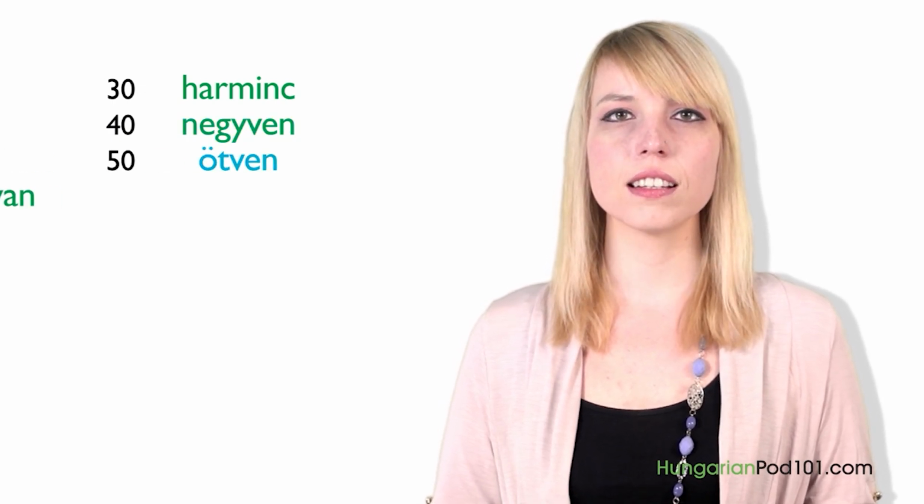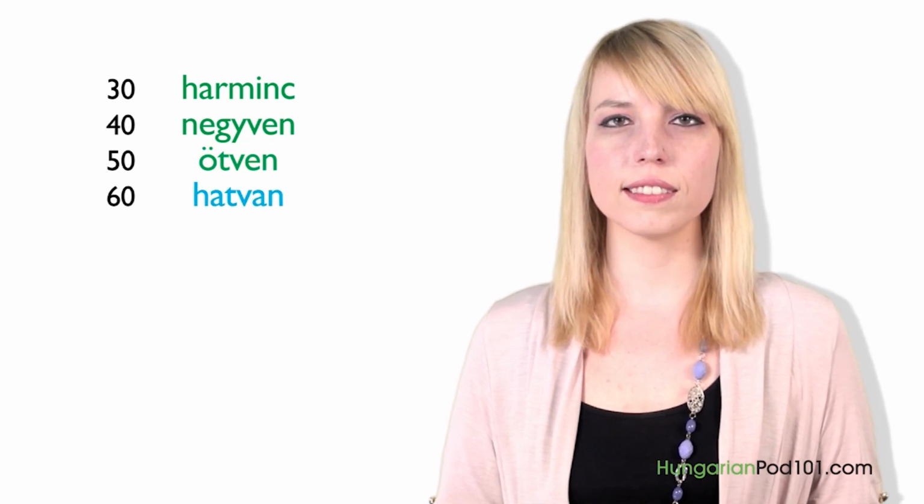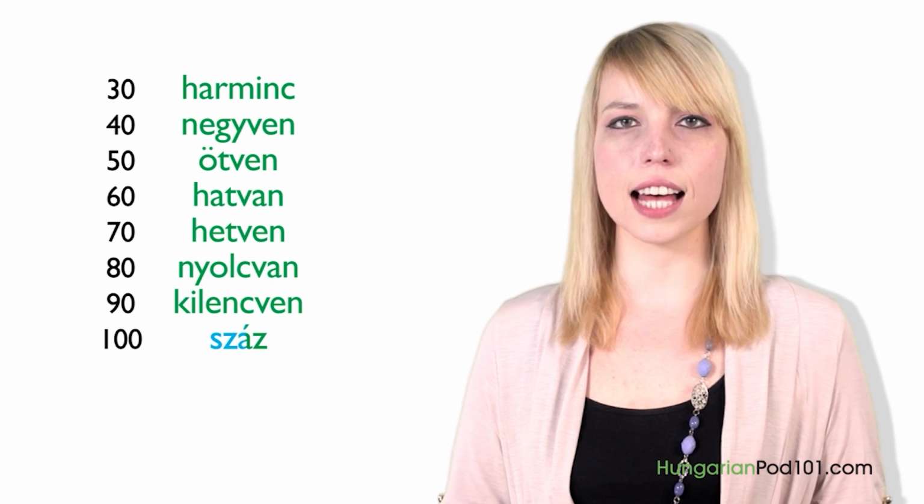These numbers may seem harder to remember, but you might have noticed that they all start with tizen, which means in the tens. The latter part is the same as the singular numbers. Let's not stop at 20. Counting to 100 is super easy. Now I will give you the tens. 30, 40, 50, 60, 70, 80, 90, 100.